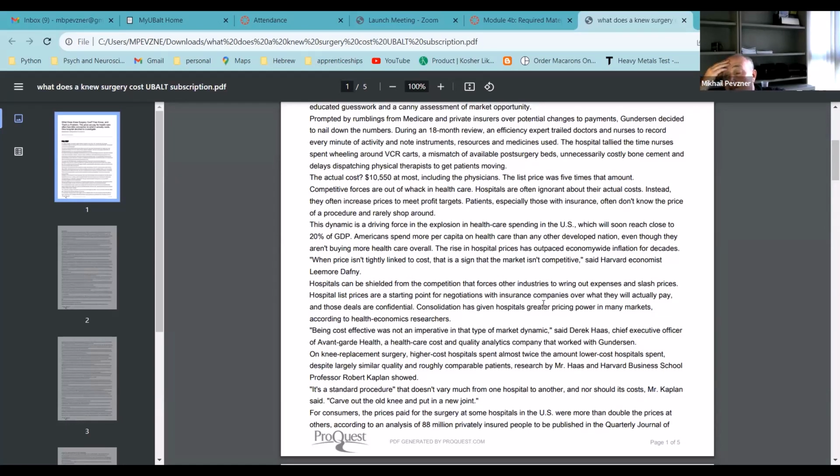Consolidation has given hospitals greater pricing power in many markets, according to health economics researchers. So if you're a de facto monopolist, you don't need to think about costs, and your prices are confidential. How's that for great? Nobody knows what I charge. I don't even need to worry about the relationship between the cost of what I do and how much I charge. Nice life. And so the bottom line is being cost effective was not an imperative in that type of market dynamic. On the knee replacement surgery, higher cost hospitals spent almost twice the amount lower cost hospitals spent, despite largely similar quality and roughly comparable patients.